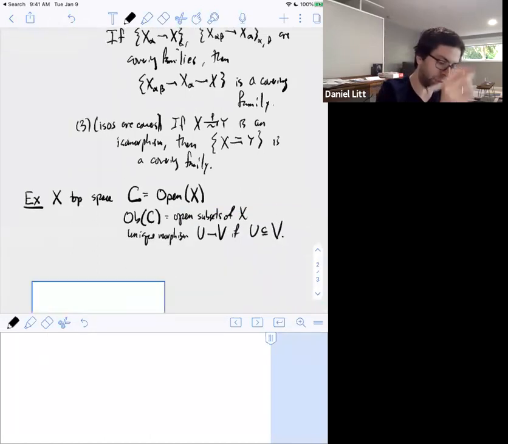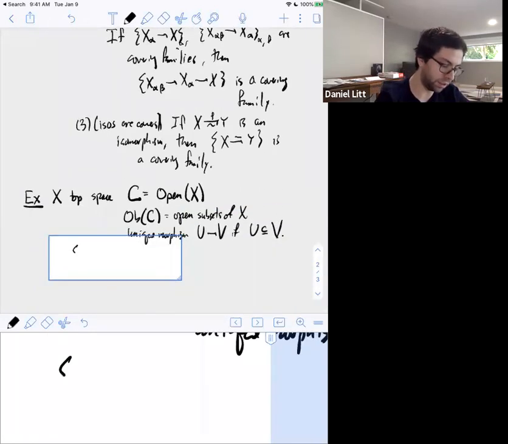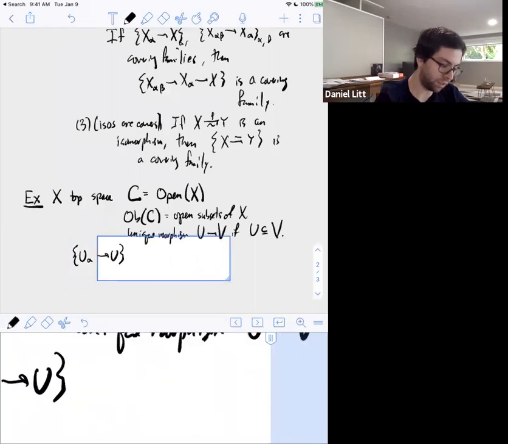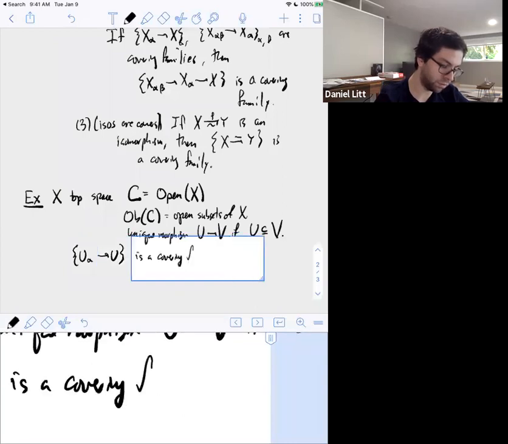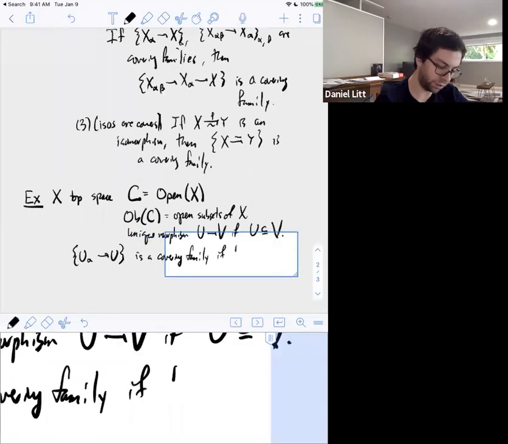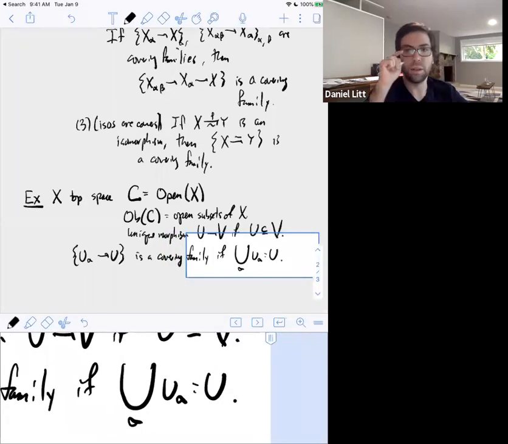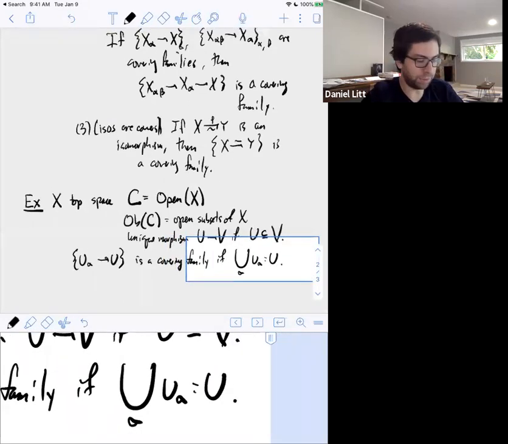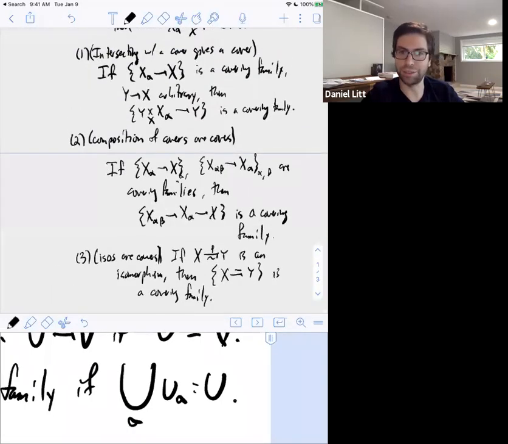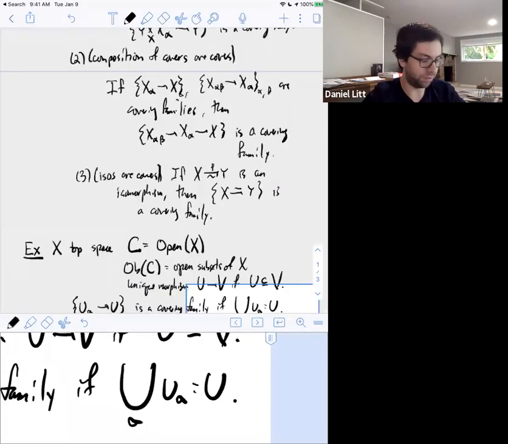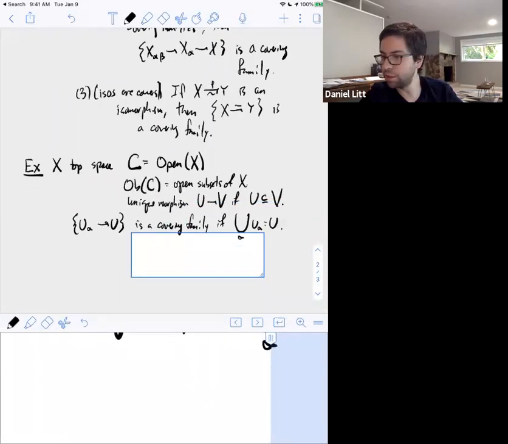Okay, and then what are covering families? So we say U alpha to U is a covering family if the union over alpha of the U alphas is equal to U. Okay, so that's the motivating definition. I'm not going to check that it satisfies all the axioms, because as I described the axioms, I explained why it satisfies them. Are there any questions about this example?